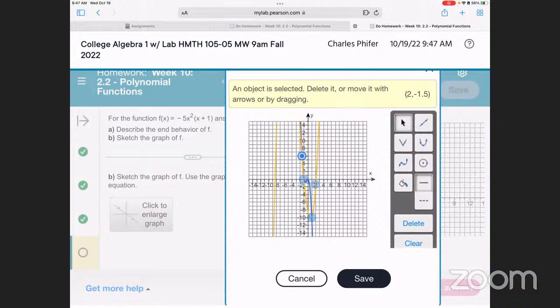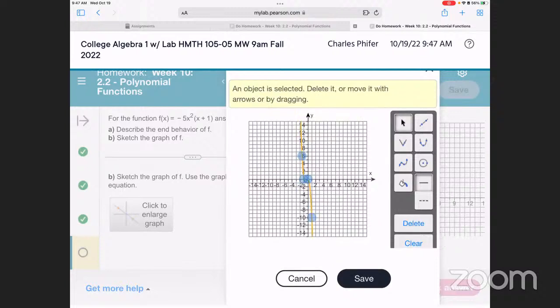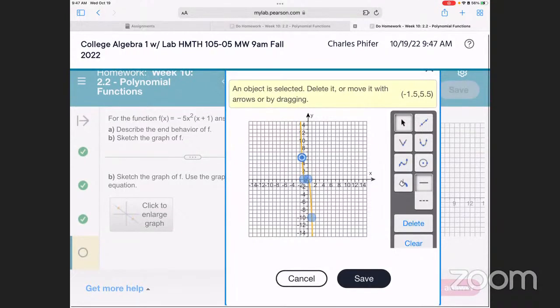No, where'd it go? Right there. No. 0, 0. Okay. So it's this guy. Let's see. We need to be able to type that one. Delete it, move it with arrows. Oh, let's see if we do it by arrows. Oh, it's so close. Oh my goodness, that's irritating.